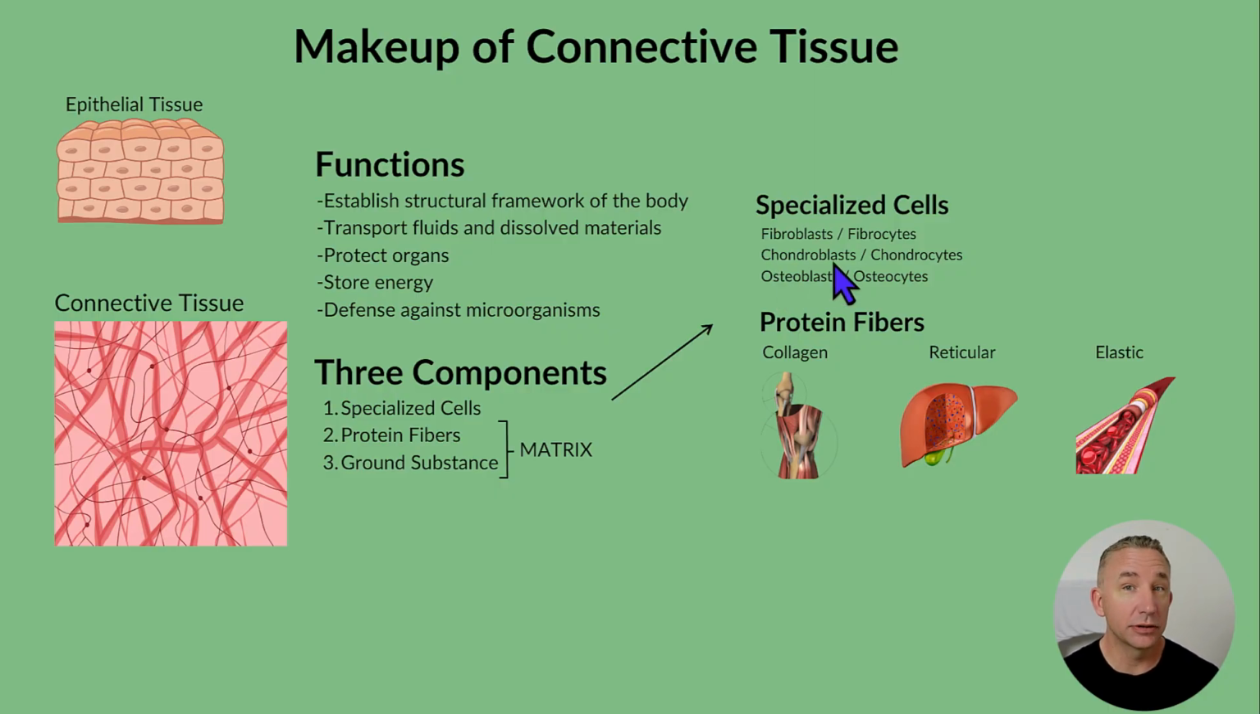Chondroblasts is referring to cartilage. So they're the primary cells that are specialized to make cartilage. Osteoblasts is referring to bone. So osteoblasts are making the bone material.